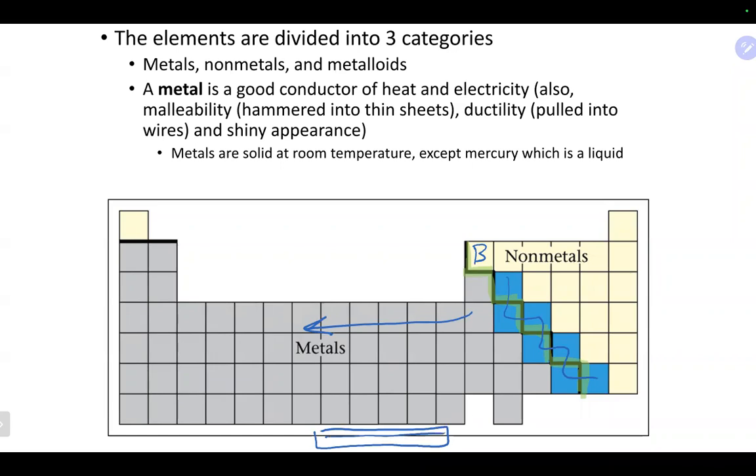Metals are really good conductors of heat and electricity. They can be hammered into thin sheets, pulled into wires. They typically are very shiny. For the most part, all metals are solids at room temperature. The one exception is mercury, which is Hg. And on most periodic tables, Hg is sometimes a different color. The lettering is sometimes blue or something like that to make it stand out. But mercury is actually a liquid at room temperature.